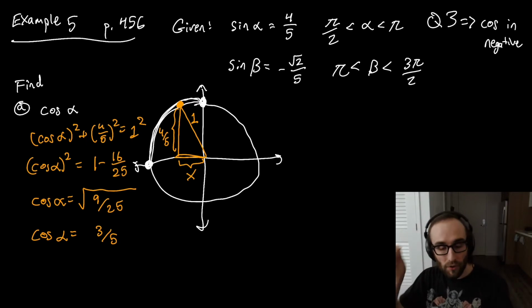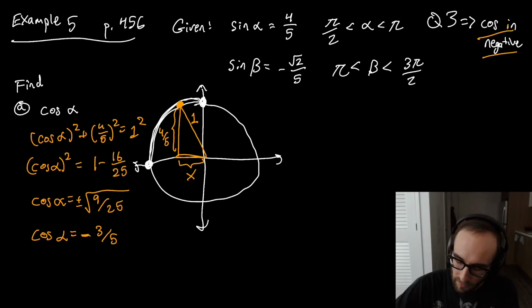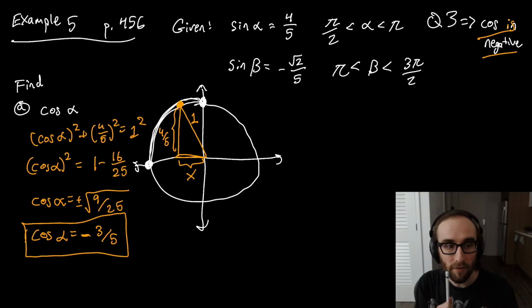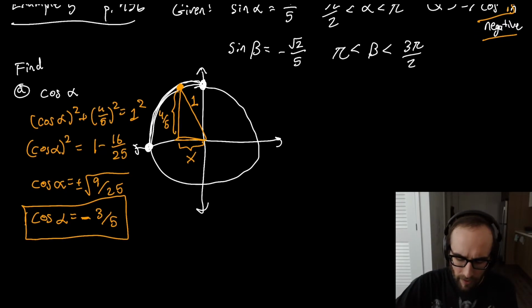And this is where the quadrant is important, because when we take a square root, we have to consider both the positive and the negative square root. In this case, we only take the negative value because we know that cosine is negative. So cosine of alpha is equal to negative 3/5, and we're finished. So we used both pieces of information to find cosine of alpha. Let's take a look at letter B.